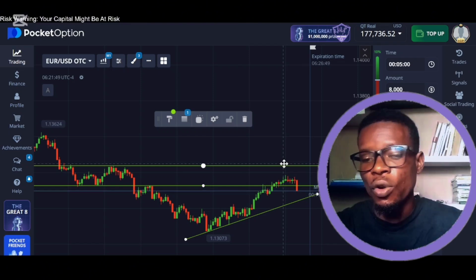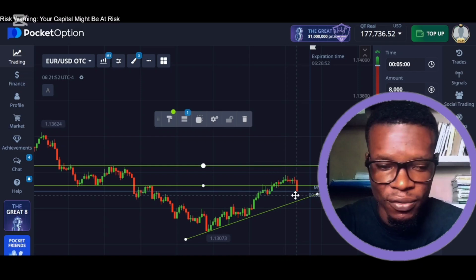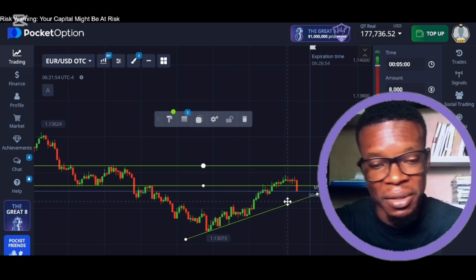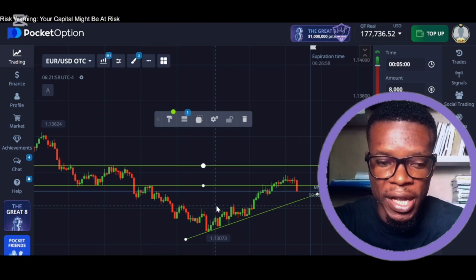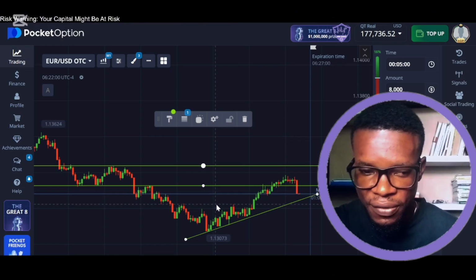So we hope you've learned something and you can apply it. For some reason, sellers are stepping in now, but who knows what's going to happen right here. I'm not going to trade anymore in this very market.